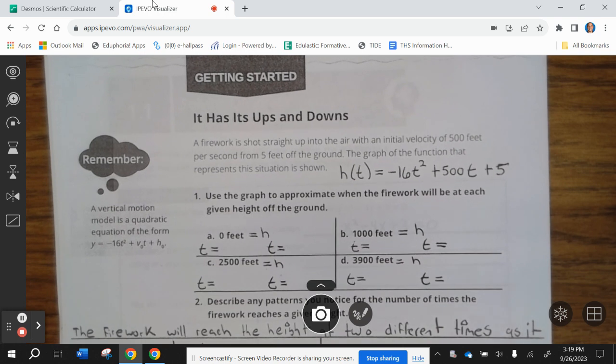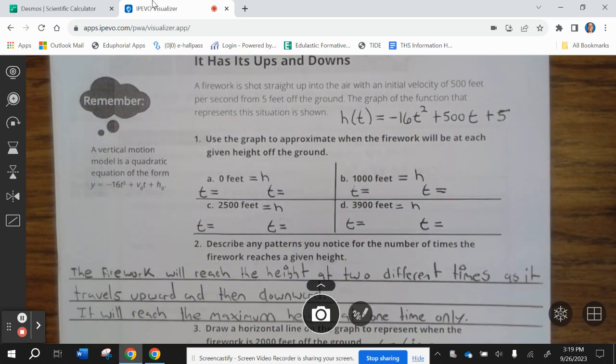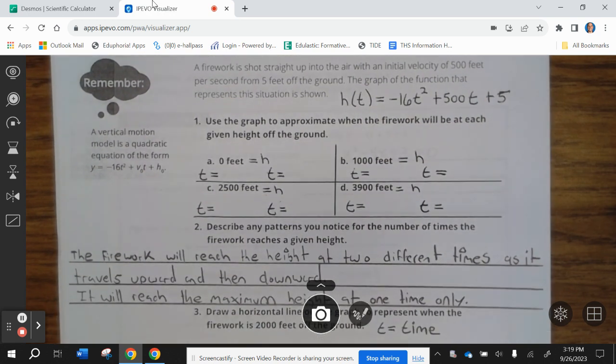All right, getting started. It has its ups and its downs. A firework is shot straight up into the air with an initial velocity of 500 feet per second from 5 feet off the ground. The graph of the function that represents this situation is shown. H of t equals negative 16t squared plus 500t plus 5. Now, it says use the graph to approximate when the firework will be at given heights off the ground.